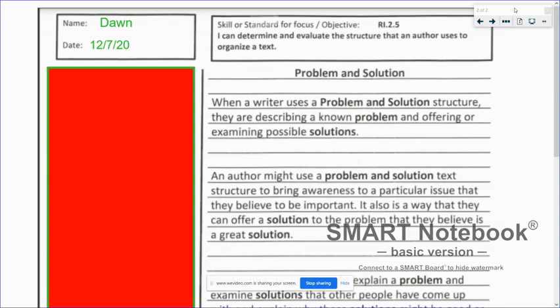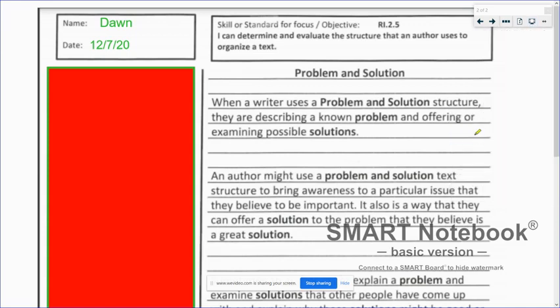Hello, students. We are examining today the notes for problem and solution text structure. So I'm going to start off at the top. You should have your paper in front of you, or you have maybe pulled up on a new tab your digital copy, and start by making sure you have your name and the date. This is maybe not the date that you are doing this assignment, so make sure you put today's date for you.